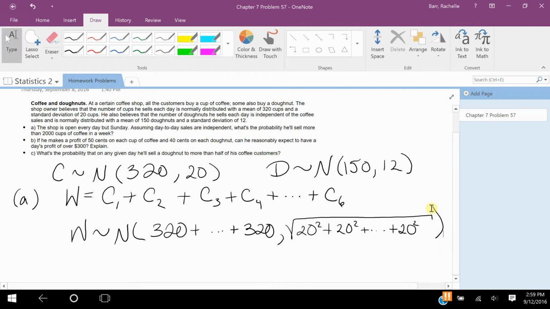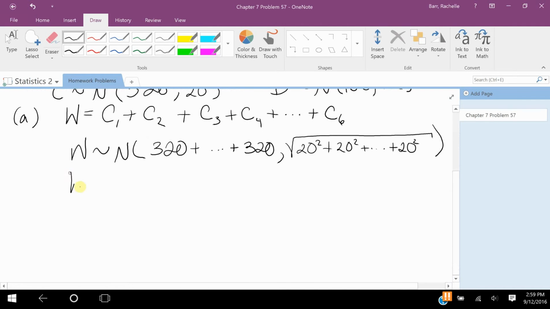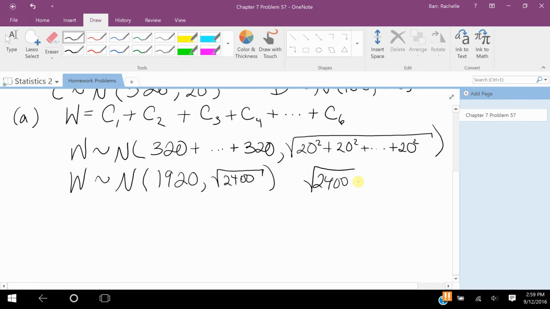I'm going to pause and do that calculation really quick. So I get that W is normally distributed, after I add these all together, with a mean of 1920 and a standard deviation of the square root of 2,400. When I go to calculate this, I'll round that a little, but I'm not going to do that yet. I like to end my roots so it's clear where they stop. As a little side note, we know that the square root of 2,400 is just slightly bigger than 48. Well, not slightly bigger, it's almost 49.